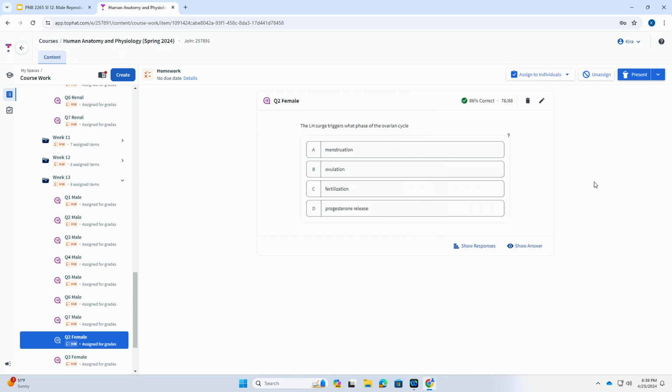Can you guys see this one? Yeah, okay. So this is from last week, but I just wanted to review a little bit of the female hormone stuff. The LH surge triggers what phase of the ovarian cycle? Do you guys remember? Ovulation. Yeah, perfect.